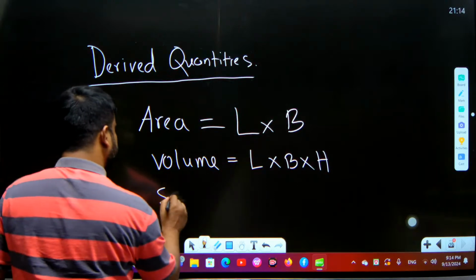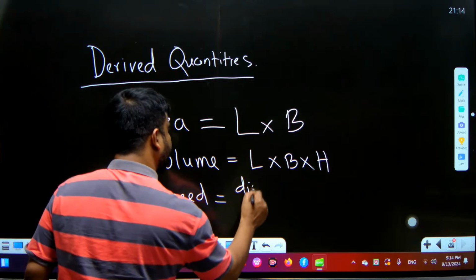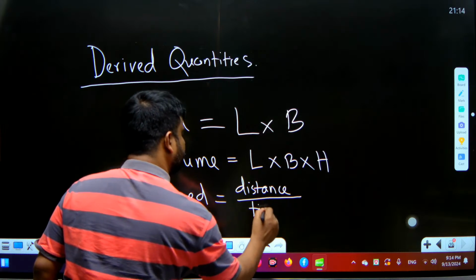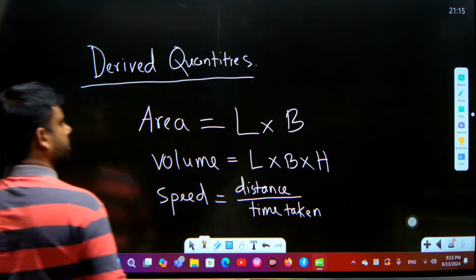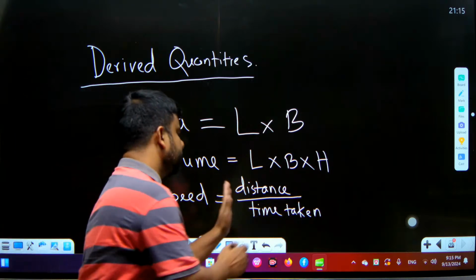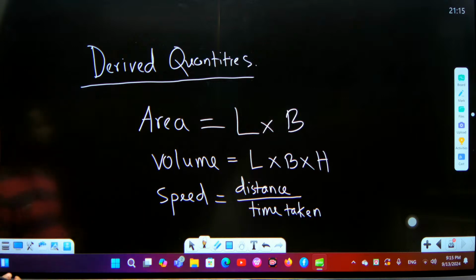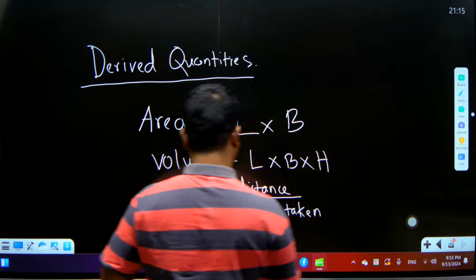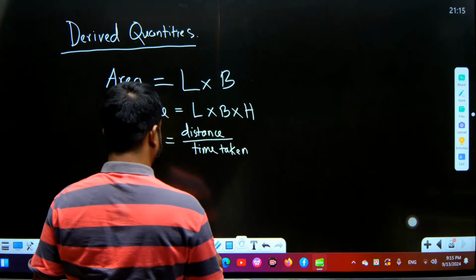Like speed equals distance divided by time taken. Here speed depends on distance, that means length, and time. That's why speed is a derived quantity.